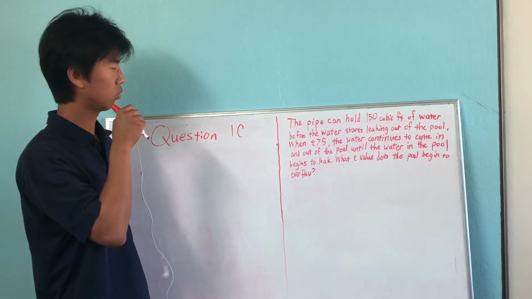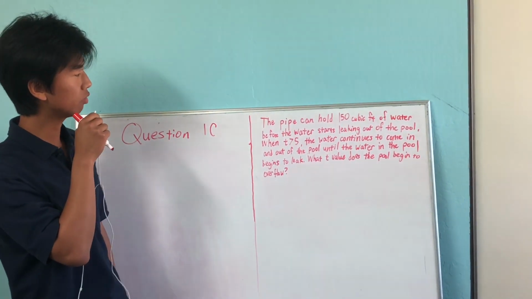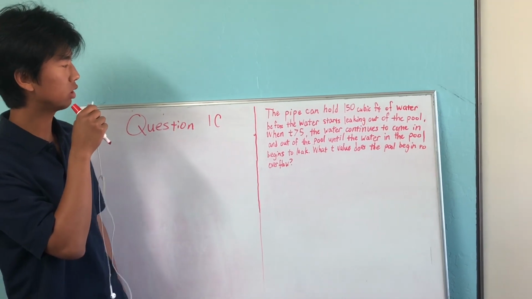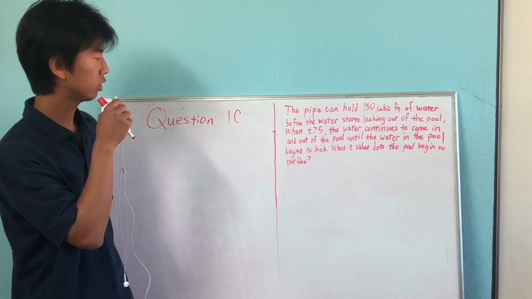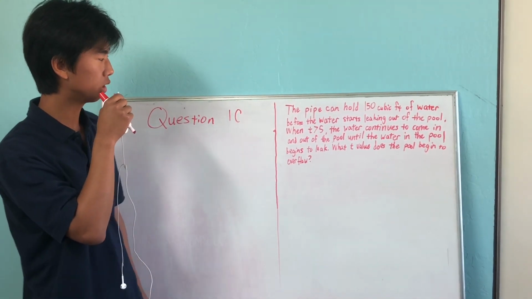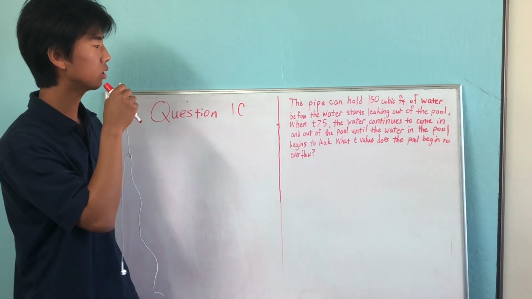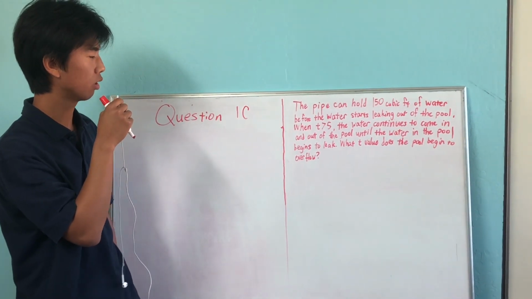Now I will solve question 1c. The pipe can hold 150 cubic feet of water before the water starts leaking out of the pool. When t is greater than 5, the water continues to come in and out of the pool until the water in the pool begins to leak. What t value does the pool begin to overflow?